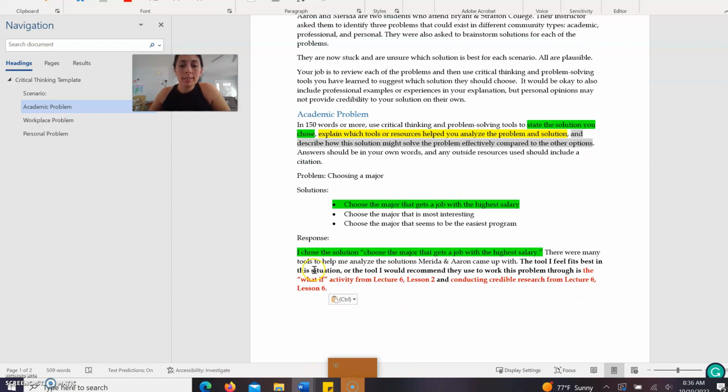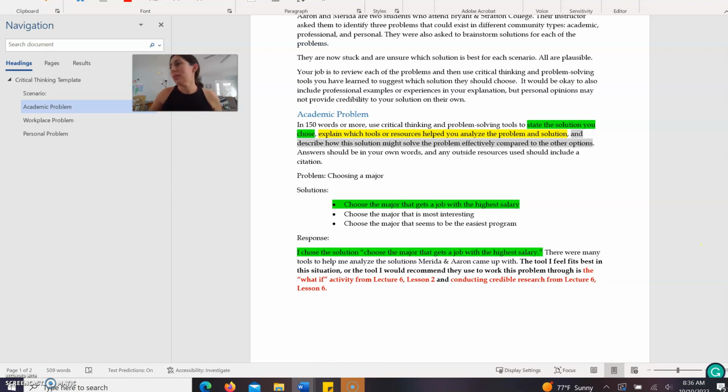For this problem, I decided that the what if activity from lecture 6, lesson 2 would probably be one I would use, and then conducting credible research from lecture 6, lesson 6. Those were 2 things that were talked about in the lecture that I think would work really well in this scenario. Now, if you're wondering, well, why those 2? What are those 2? Okay, that's the next thing you're going to do in the assignment.